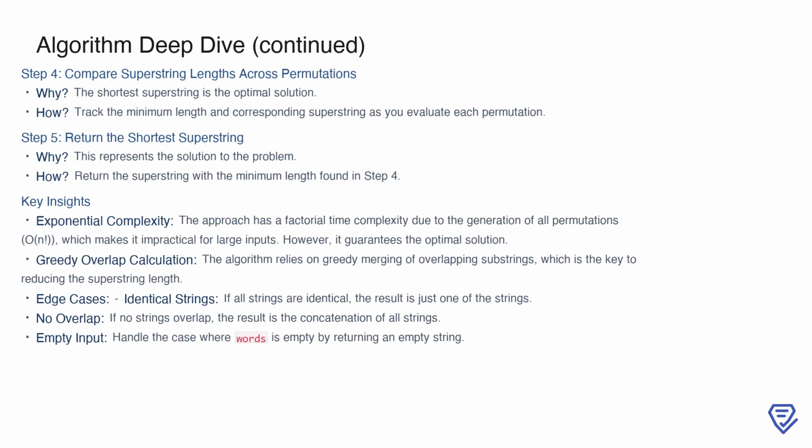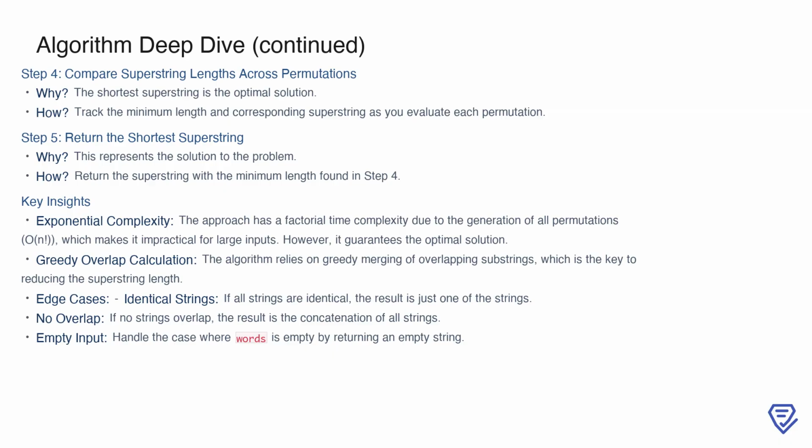After constructing superstrings for all permutations, the next step is to compare their lengths. The goal is to identify the shortest superstring, which represents the optimal solution. To do this, we track the minimum length and the corresponding superstring as we evaluate each permutation. Once all permutations have been processed, we return the shortest superstring as the solution to the problem.